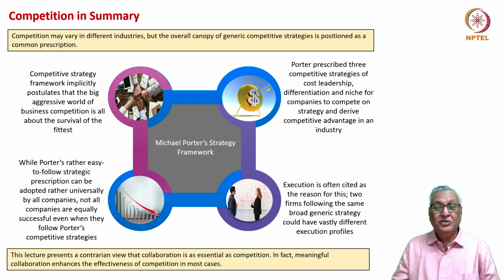As I said, Michael Porter's strategic framework has been rooted in the idea of competition. Competitive strategy framework implicitly postulates that the big aggressive world of business competition is all about the survival of the fittest. He prescribed 3 generic strategies: cost leadership, differentiation, and niche for companies to compete on strategy and derive competitive advantage in an industry. We have also seen that execution is extremely important. 2 firms following the same broad generic strategy may not have the same results at the end of the strategic journey because execution could be different.